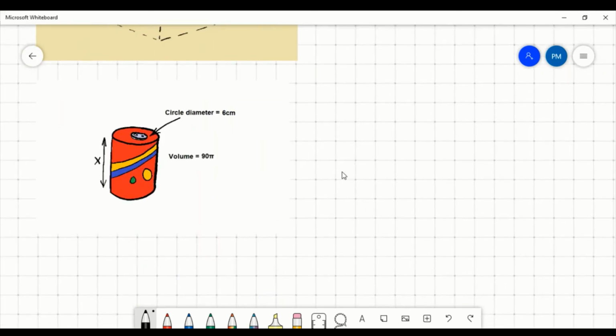So the very last example we're going to look at will be slightly more complicated this time because instead of just finding the volume, we're going to be given the volume for this question, and then we're going to have to find the height. So imagine there's a manufacturer making a type of beverage can, and the diameter of the circle at the top has to be 6 centimeters because they want it to be a certain size to fit in a shelf or to fit in a cup holder. The volume that they want is 90 pi. What height should they make the can to hold that amount of liquid?